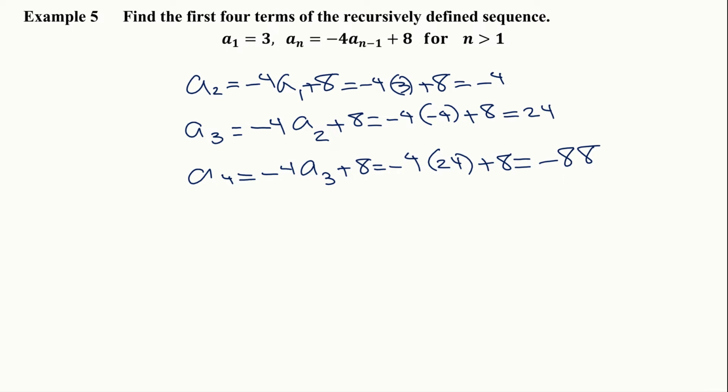And we're done. We were only asked to find the first 4. The first one was already given. So basically we're looking at 3, negative 4, 24, negative 88 for the answers. Okay, that's how you do those. All right, see what you come up with for this one before you continue the video.